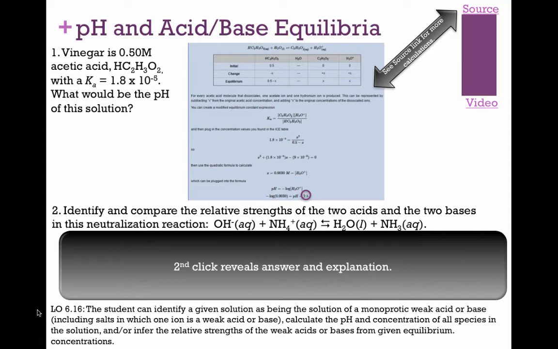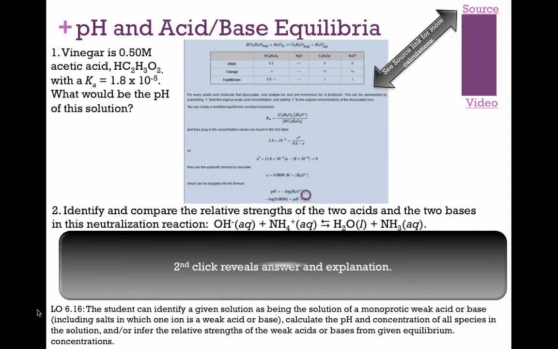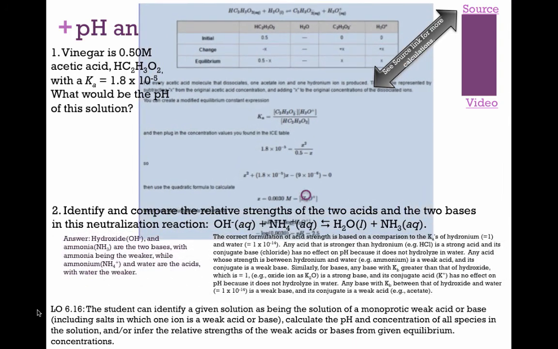Does it make sense that, yeah, why? It's an acid, right? It's less than 7. And then number 2 says identify and compare relative strengths of the 2 acids and the 2 bases. So look at these, OH minus, NH4 plus, H2O, and NH3. Let's first label on each side what's the acid and what's the base. So OH minus and NH4 plus goes to H2O and NH3.